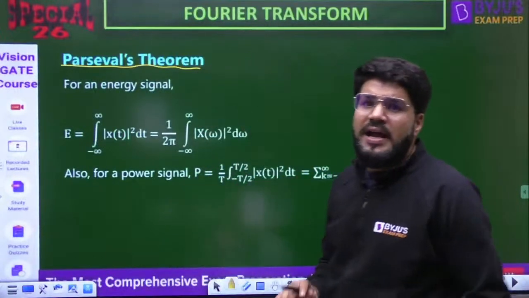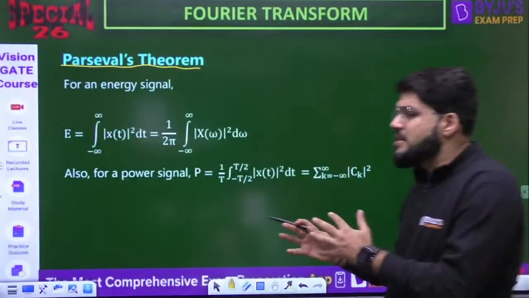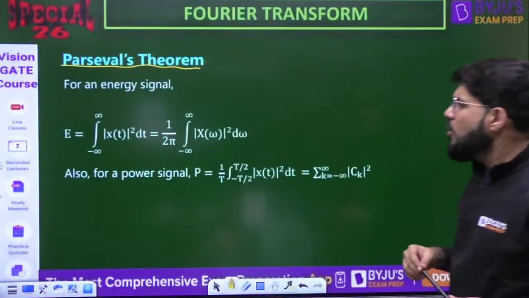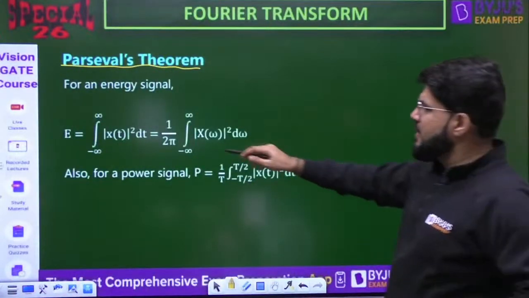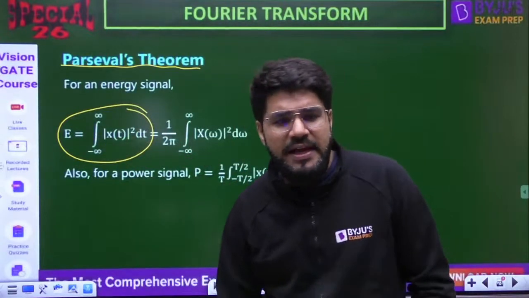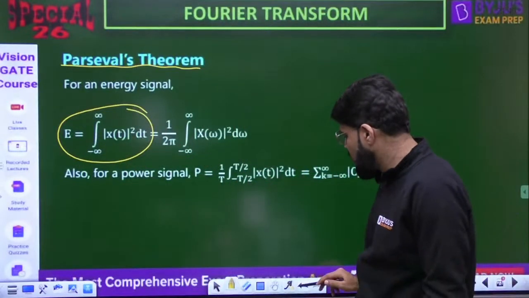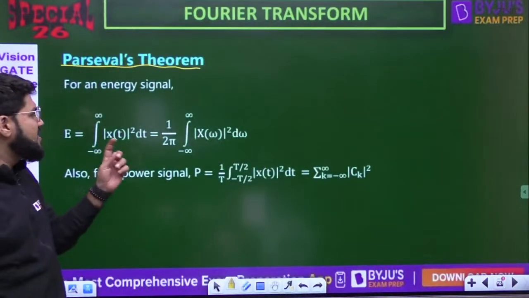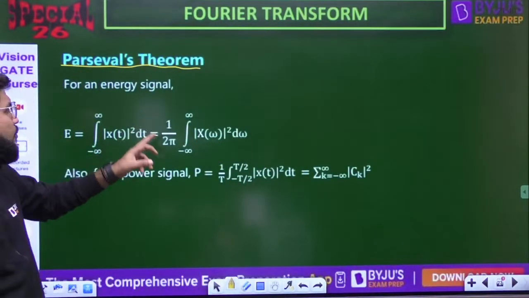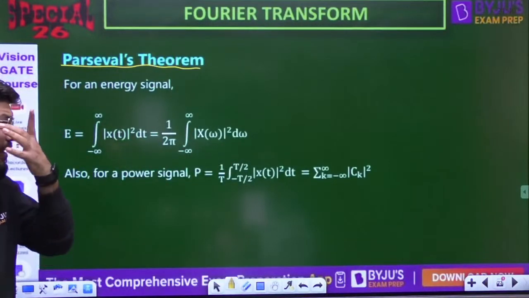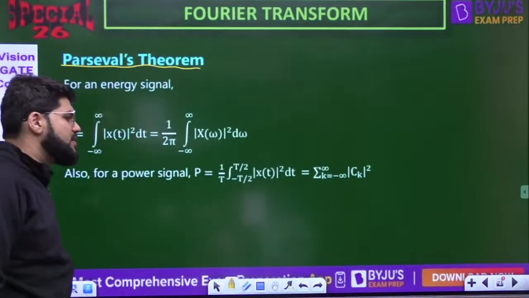Okay, it can be made good if you combine those questions with energy spectral densities and power spectral densities, right? For any energy signal, we know this is the energy calculation of a signal in time domain: area under the square of the signal, integral from minus infinity to infinity of mod x(t) square dt, and that is given by 1/2π integral from minus infinity to infinity of mod X(ω) square dω. That is what Parseval's theorem is.